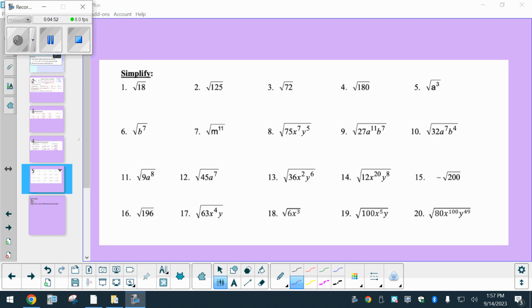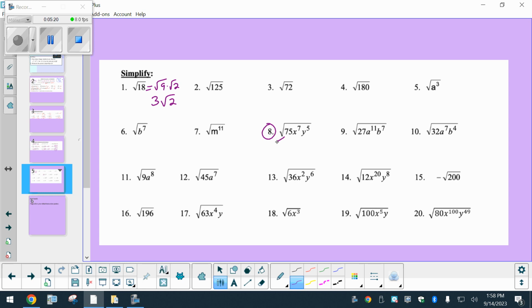Okay, so I'm going to show some of these. All right, here we go. So 18, right? Square root of 9 times the square root of 2. This will be 3 square root of 2. 125, you want to try to think of the highest number that could go into it, I'll do another one. All right, now I'm going to jump to number 8, where you have numbers with letters.